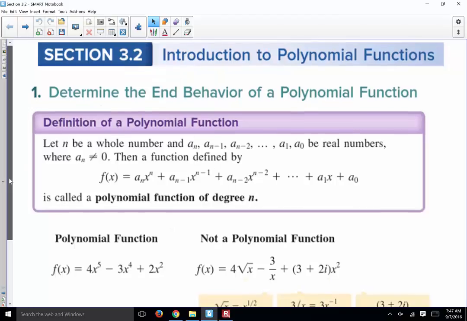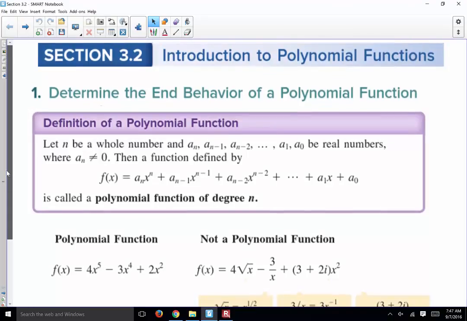Alright, yesterday we just started 3.2. We were looking at the properties of polynomial functions. And a polynomial was just a bunch of addition of powers of x's.